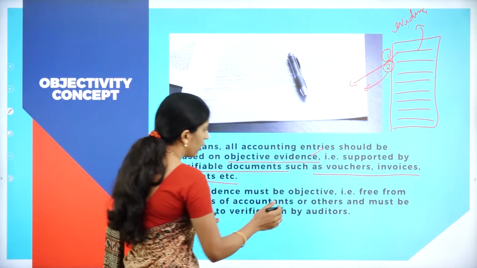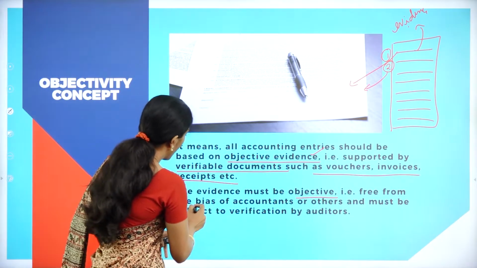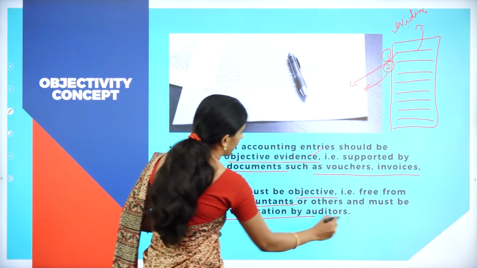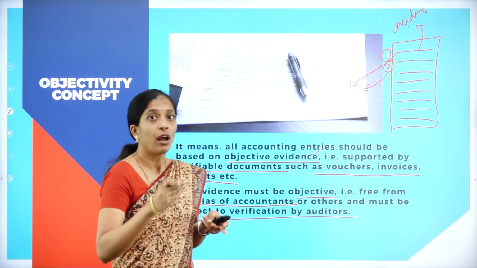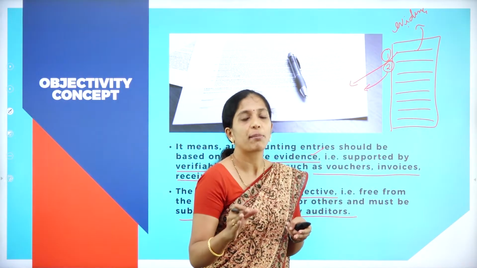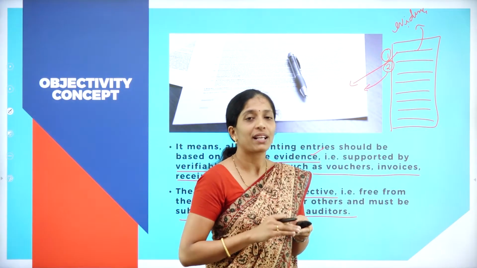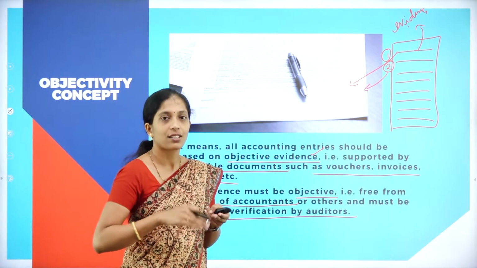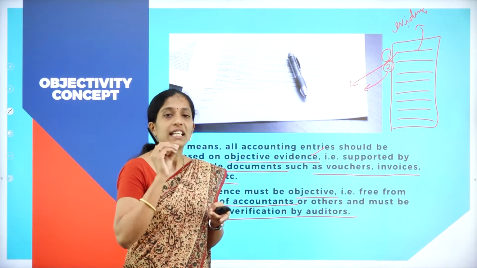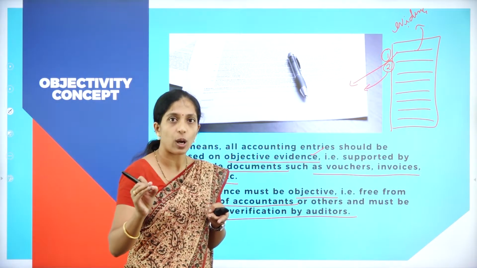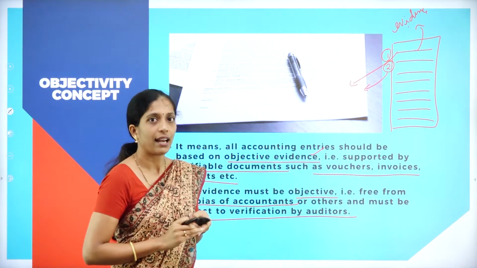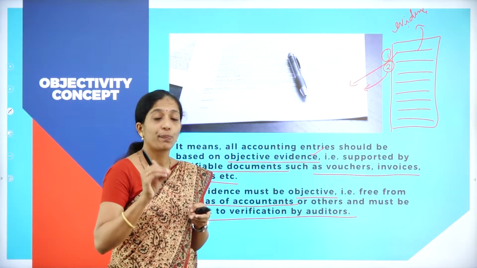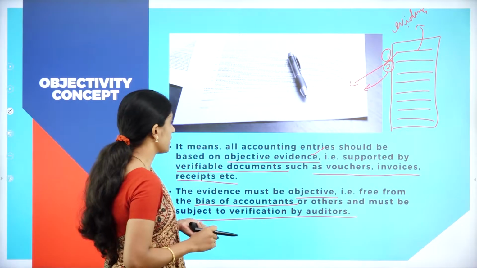The evidence must be objective, that is, free from bias of accountants or others, and must be subject to verification by the auditor. So it should be free and clear. The verifiable document should be clear, signed by the authorized person, and it can be audited by the auditors during the process of auditing. Each and every entry will be checked by the auditor against the respective documentary evidence. So the objectivity concept tells us that each and every transaction should be recorded with documentary evidence.